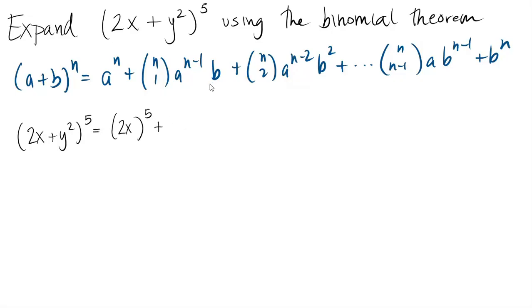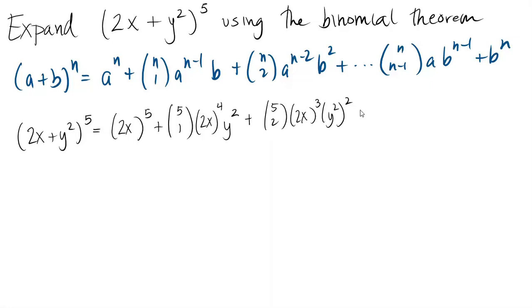In the next term, we want to choose one copy of y squared. There are 5 choose 1 ways to do that because there are going to be 5 total factors and we're only choosing one copy of y squared. If we choose one copy of y squared, how many copies of 2x are we choosing? We're choosing 4, and you can see that's exactly what you get if you did 5 minus 1. In the next term, we're going to choose one fewer factor of 2x and one more factor of y squared. So we're going to choose 2 y squareds. This is 5 choose 2. We've only got 3 copies of 2x. We've got 2 copies of y squared.